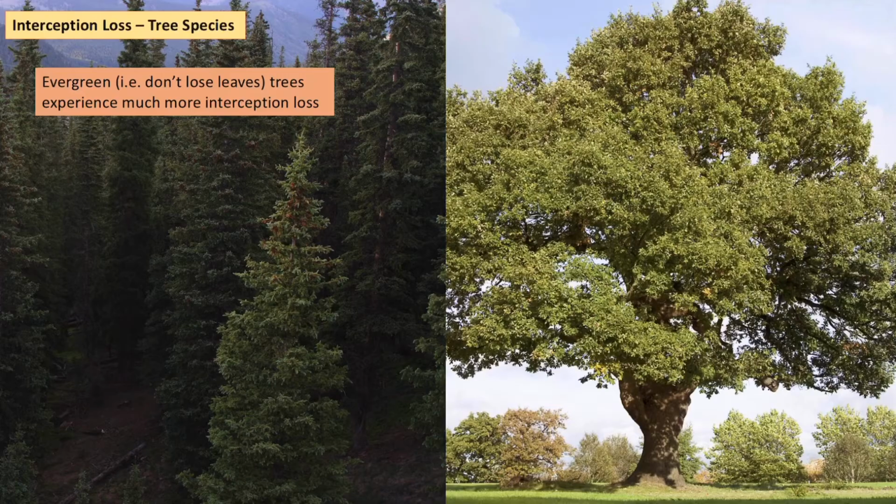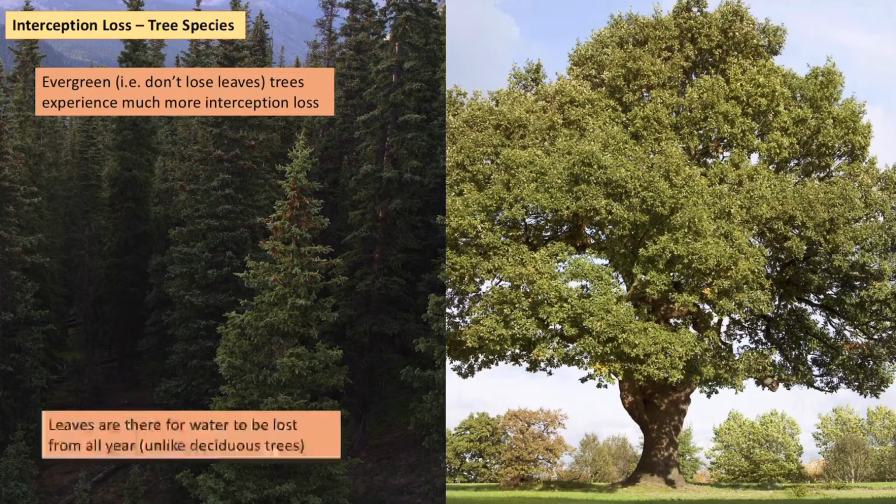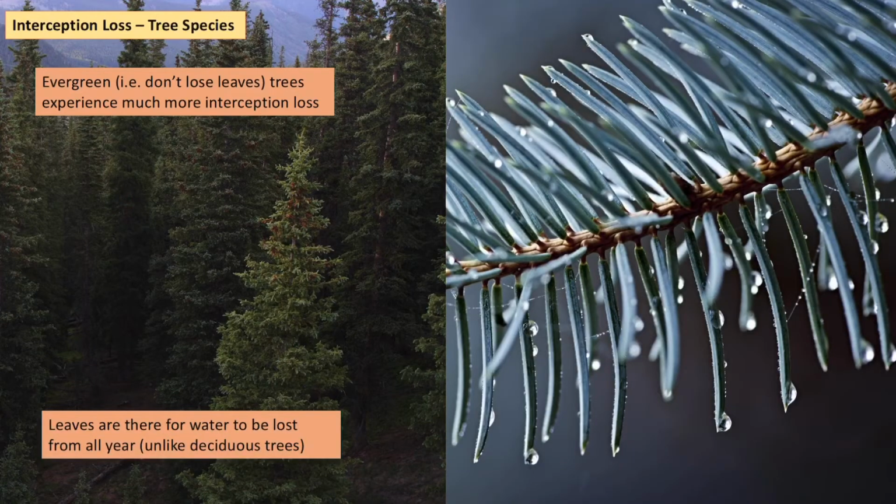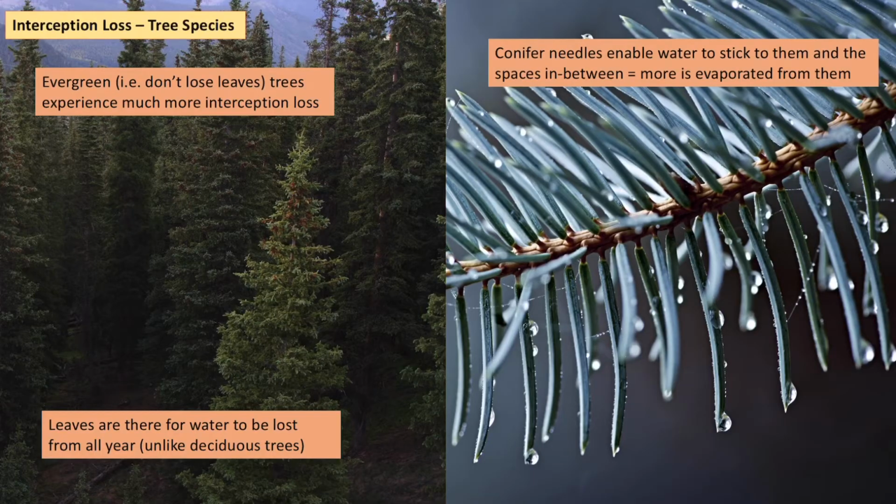Unlike the deciduous, which would lose its leaves in autumn to protect itself from transpiration losses. So because it's got leaves all year round, it means the evergreen has a surface for water to be lost from, and therefore it's going to have higher interception losses. It's also got these pine-like needles, and what they do is help the water collect and stick in the gaps, and therefore there is more water being stuck on the actual needles of the leaf, and therefore more of it gets evaporated back into the atmosphere.